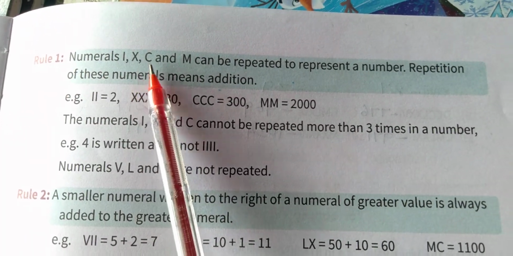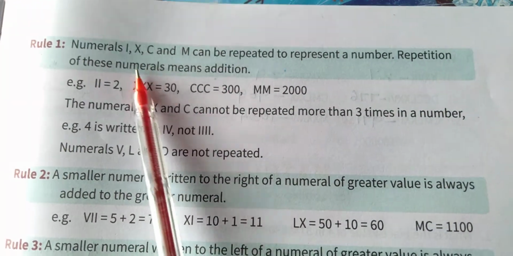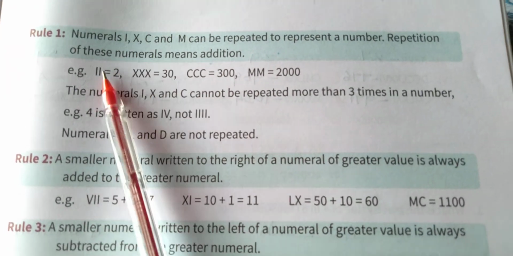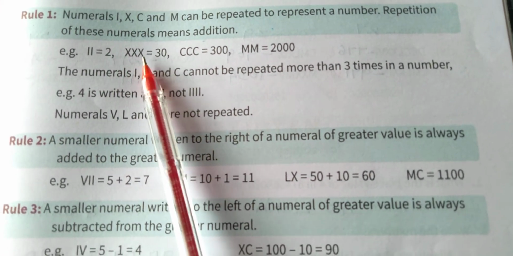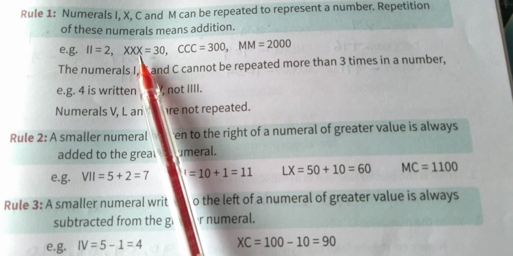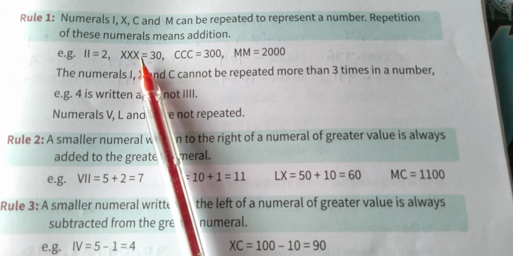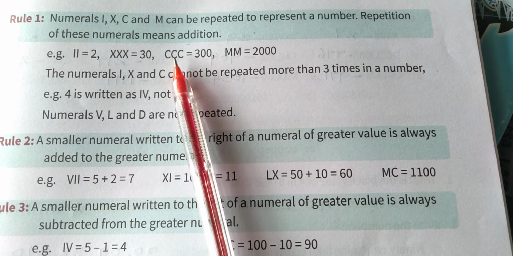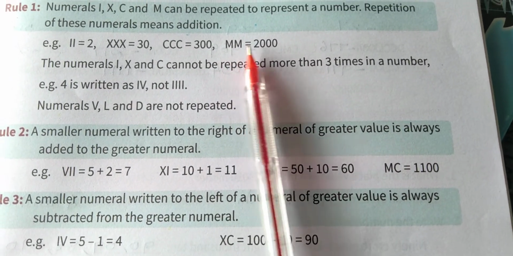Rule 1. Numerals I, X, C and M can be repeated to represent a number. Repetition of these numerals means addition. Example: I means 1, and II means 1 plus 1, which is 2. XXX: the letter X is used 3 times, which means 10 plus 10 plus 10, 30. CCC means 100 plus 100 plus 100, 300. MM means 1000 plus 1000, 2000.